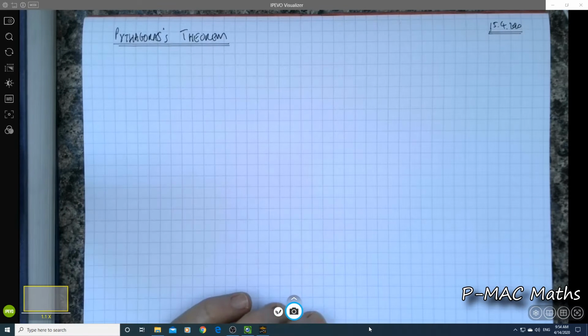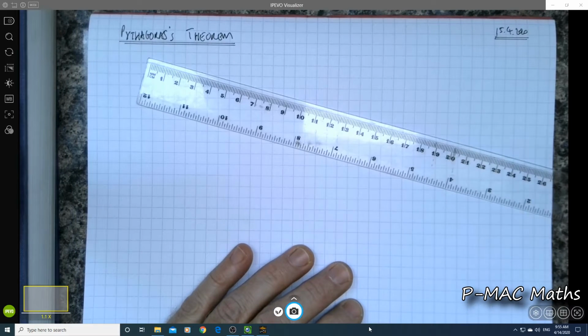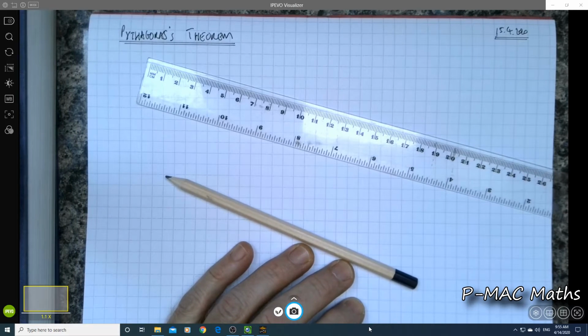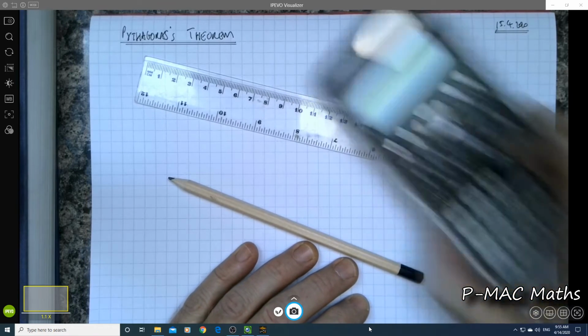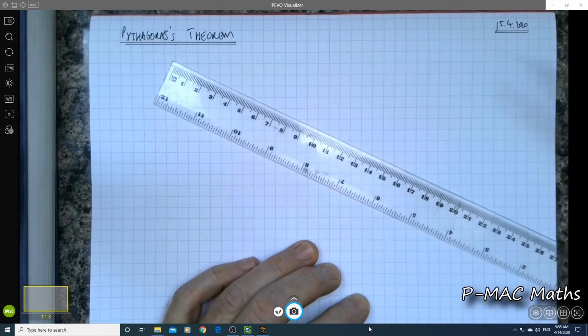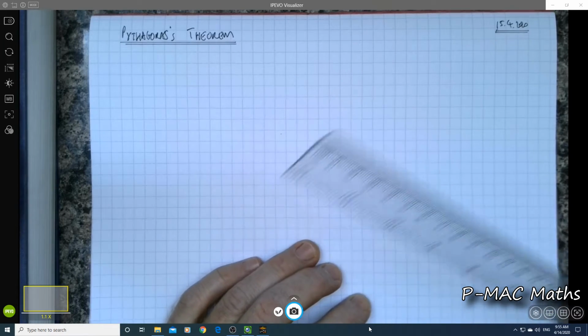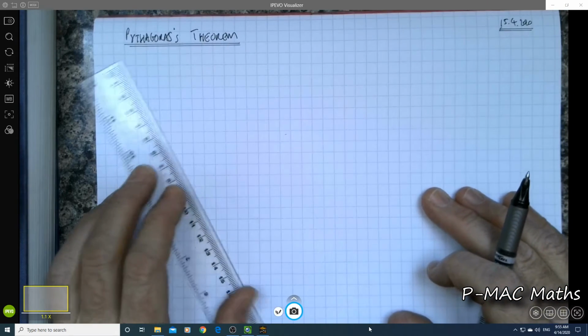So, stuff you'll need for today's lesson. You're going to need a ruler, a pencil, a calculator to work stuff out, and a pen. So, first of all, what is Pythagoras' theorem? Pretty sure you've seen this in year 8, so we'll just do a brief recap.